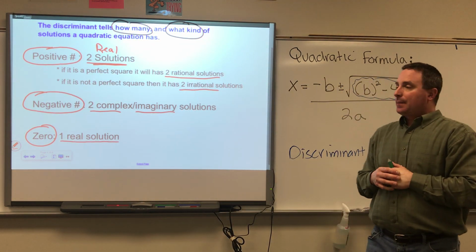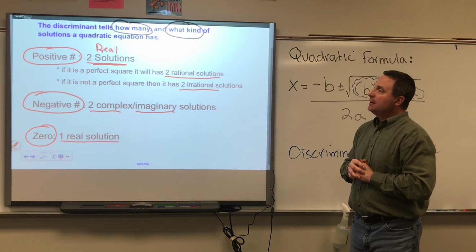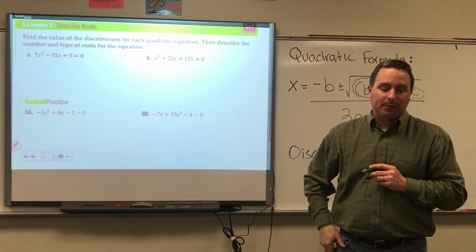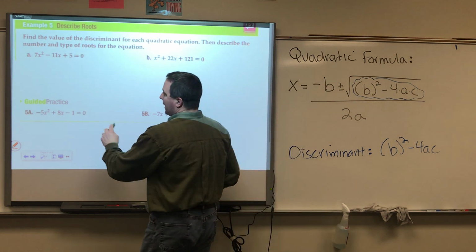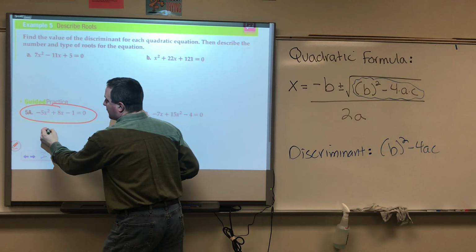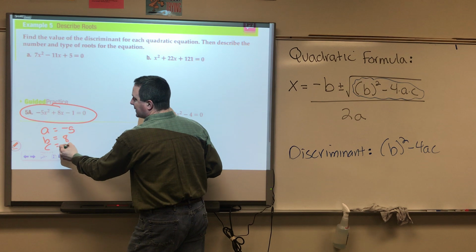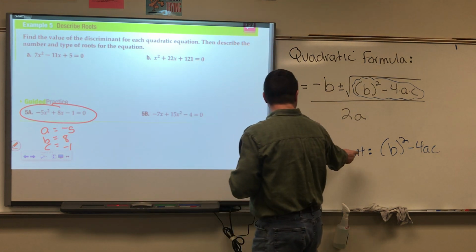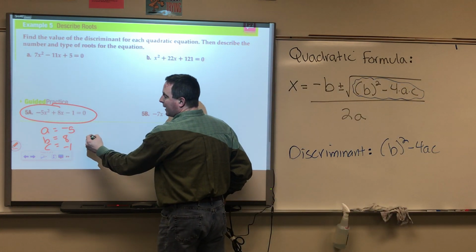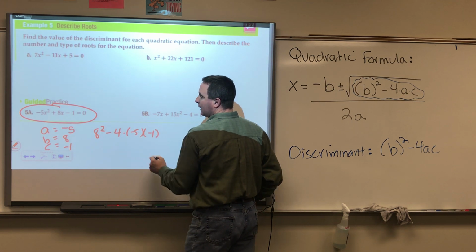So in these next couple examples, we're going to just pick 2 of them. We're going to find the discriminant, and then we're going to determine how many and what kind of solutions there are. I'd like to do this one right here. To get me started, I'm going to identify a, b, and c. a is negative 5, b is 8, and c is negative 1. If I did b squared minus 4ac, it's going to be 8 squared minus 4 times negative 5 times negative 1.